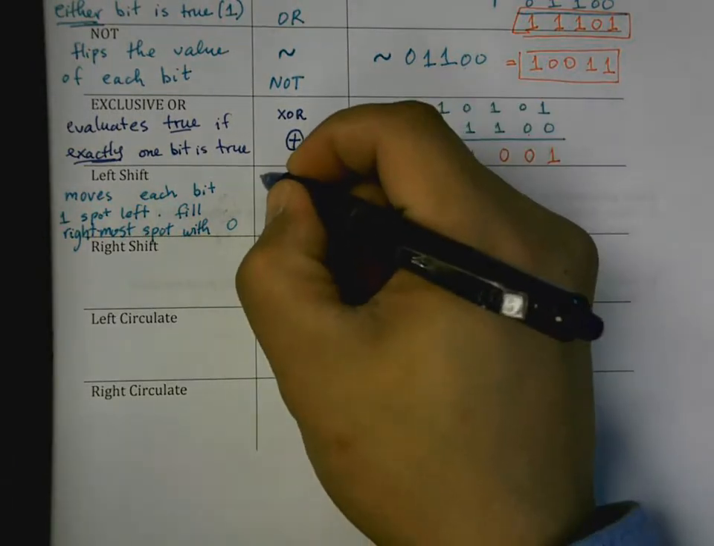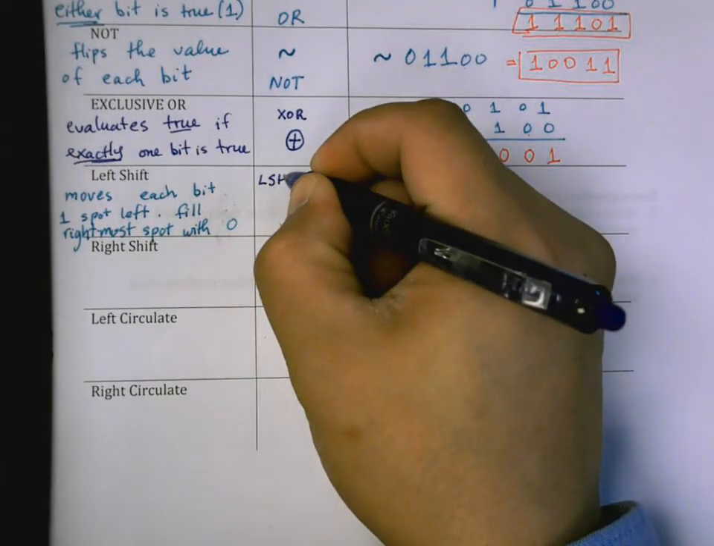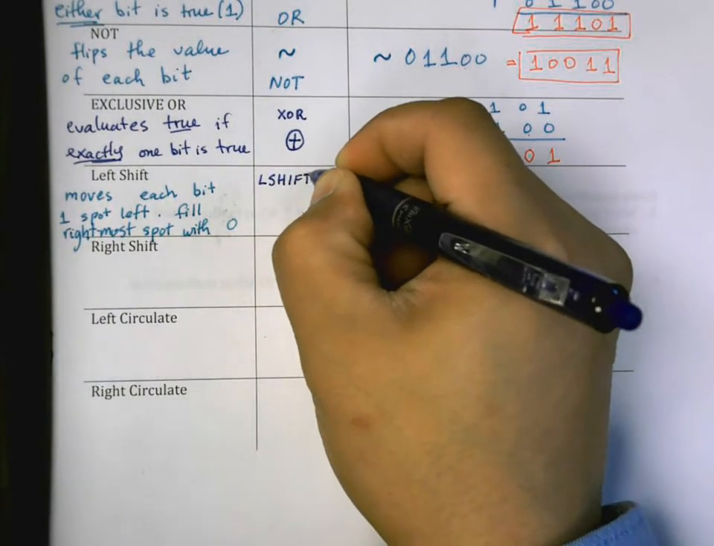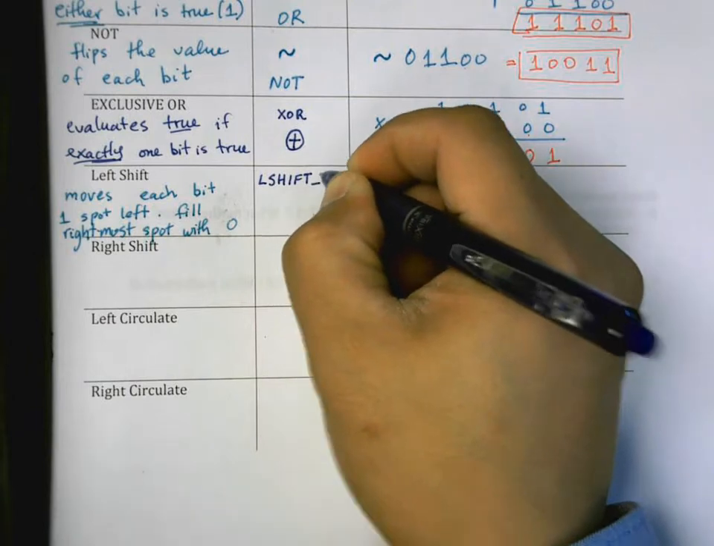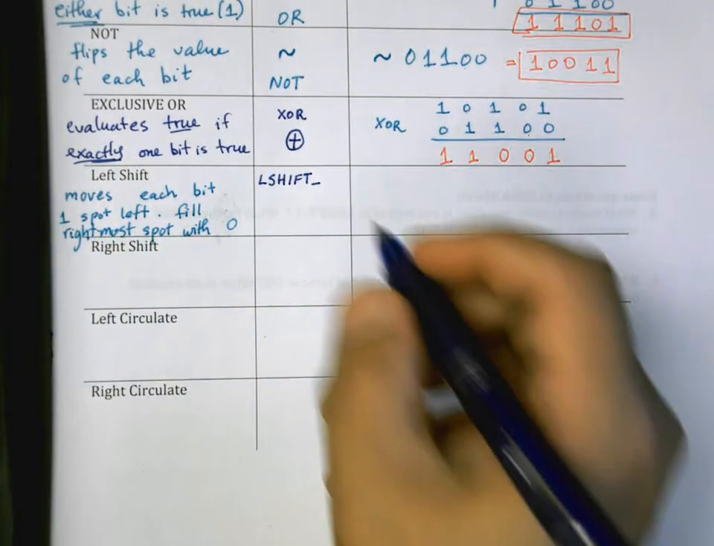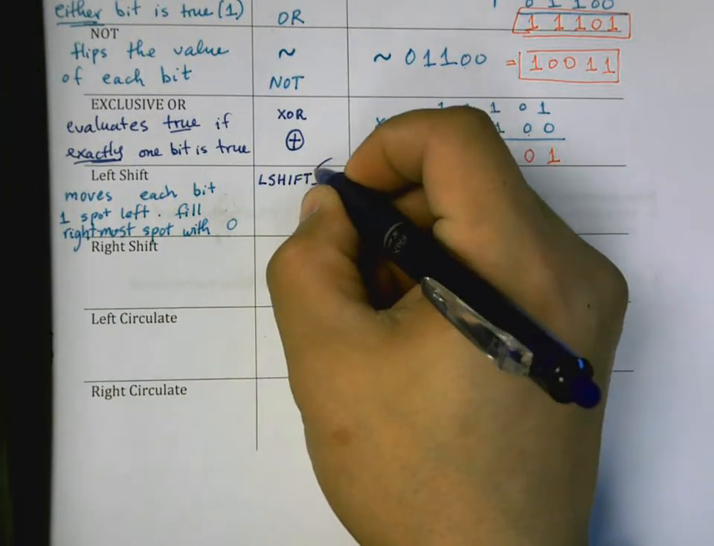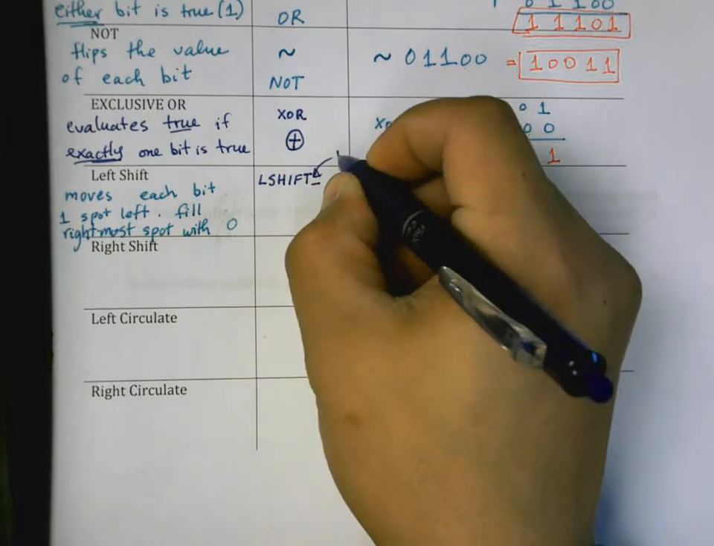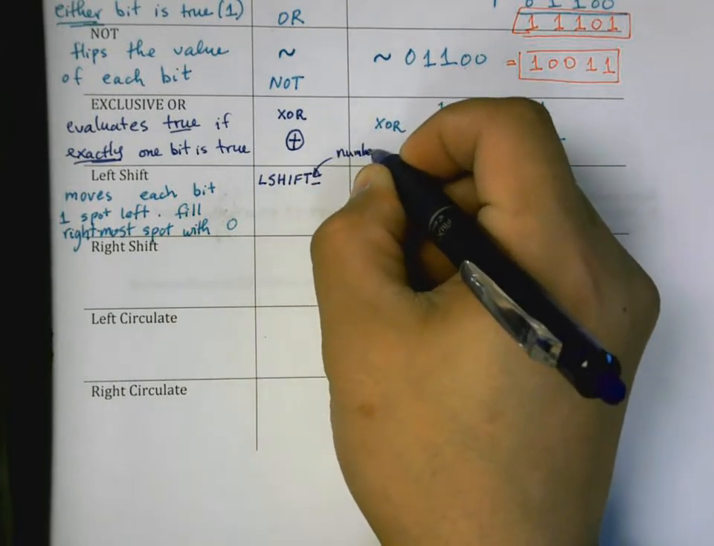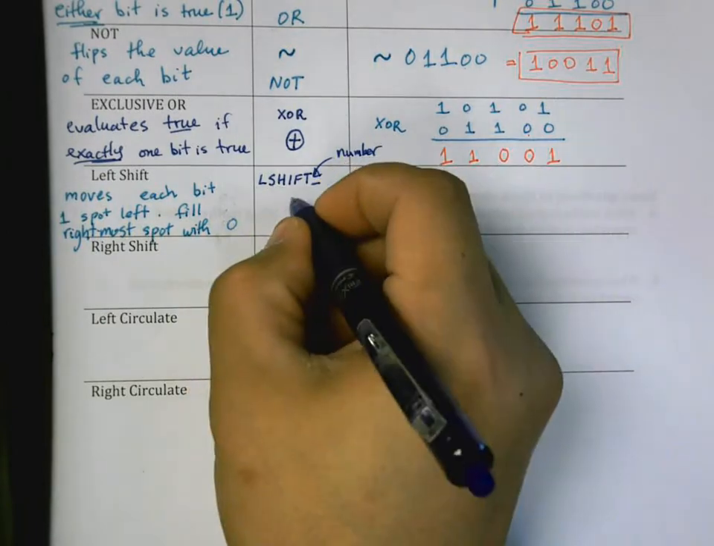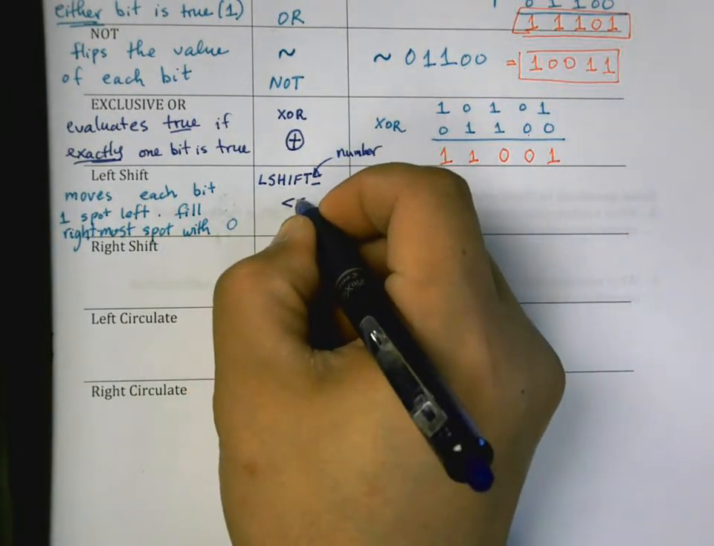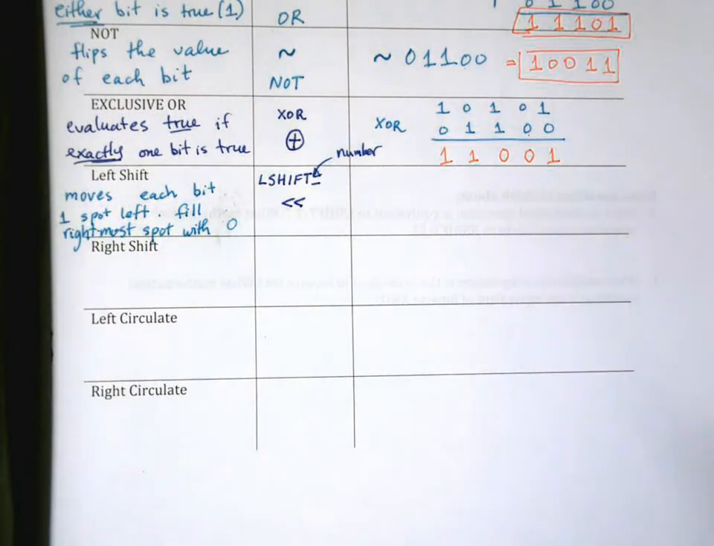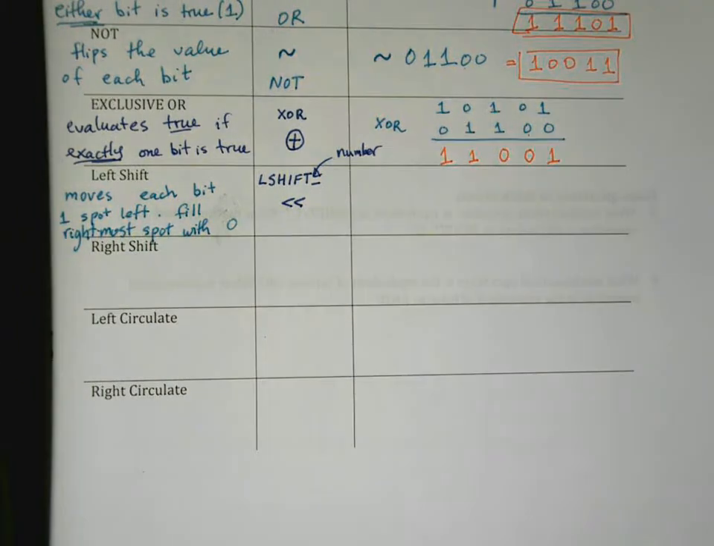People typically say L shift, and then they'll put some sort of number in here to indicate how far left to move it. When you're programming, it is the double less than sign. So this says push everything to the left. It is really necessary to take a look at an important example.